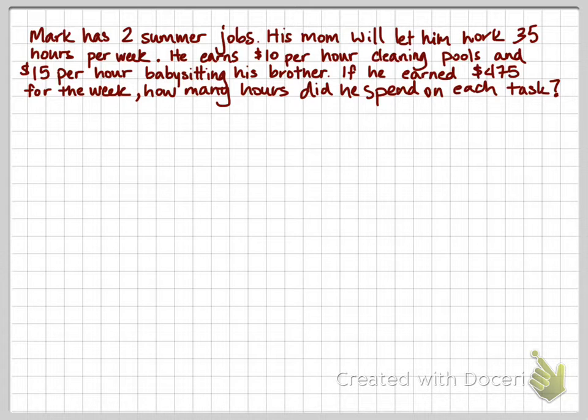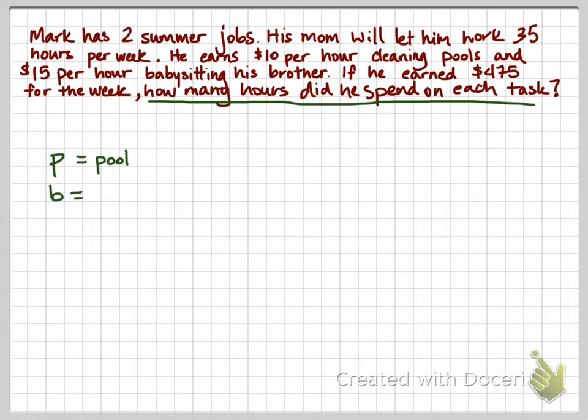With all of our word problems, first of all, we want to know what they are asking. In this case, it wants to know how many hours on each task. Okay, that we don't know. So we're going to set up our variables. Our tasks are unknown, right? So how many hours on each job? Let's call cleaning the pool P, and let's call babysitting B. So babysitting.